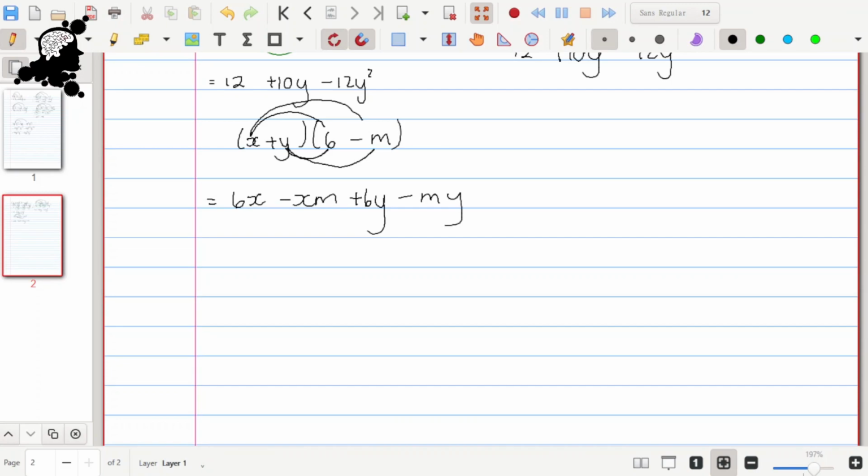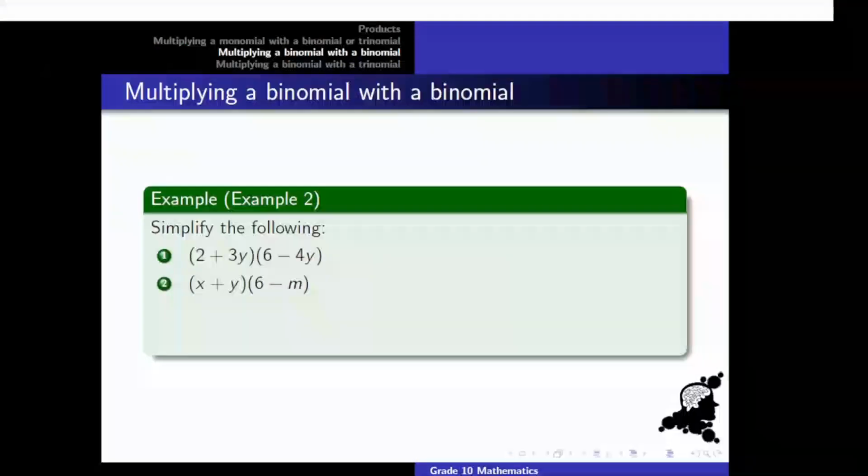Alright, when we look at this, do we have any like terms? Well, no. Because we've got 6x, okay, we've got x there, but there's an extra m. So we cannot take these two to be like terms. If we look on the other side, we've got 6y and my. We cannot take these two to be like terms because they've got two different variables. Therefore, we are done solving this expression. Wonderful. Let's look at the next question.